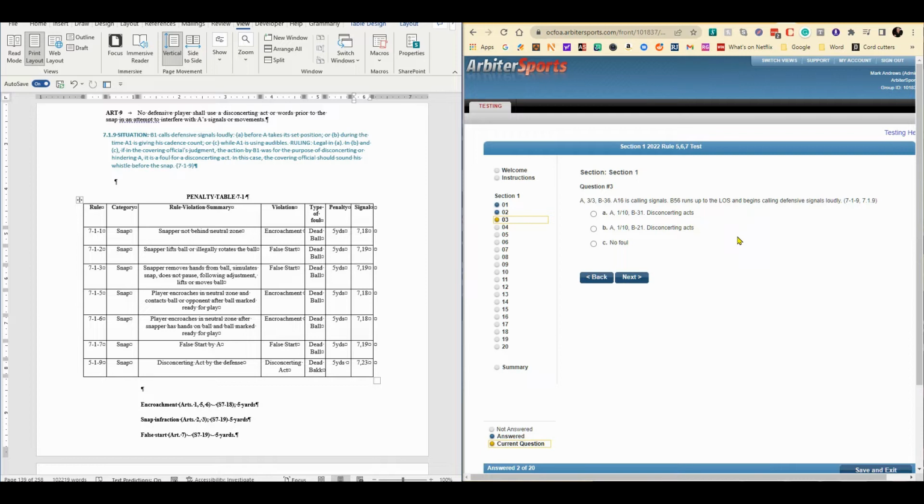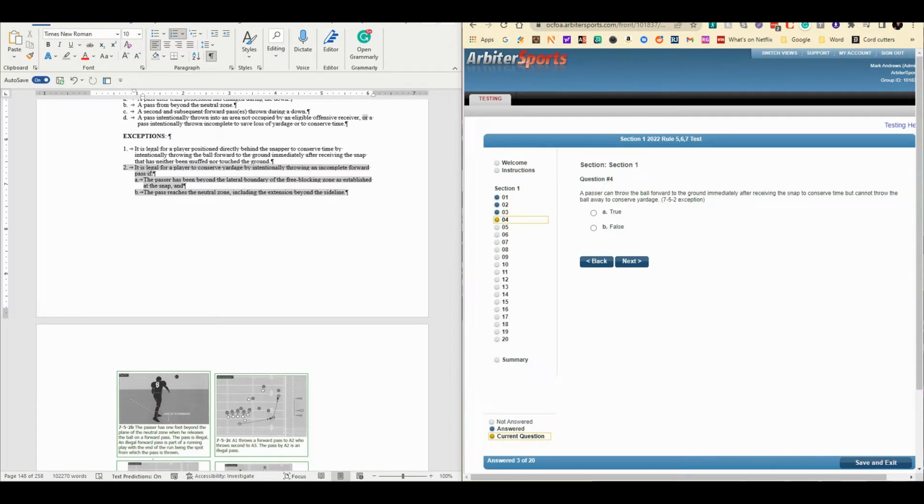And this used to be a 15-yard foul, and they changed it to a 5-yard foul, I believe 2 years ago. They actually wanted it called more often. So it's going to be a 5-yard dead ball foul, and it will be a 1st and 10 at the B31.